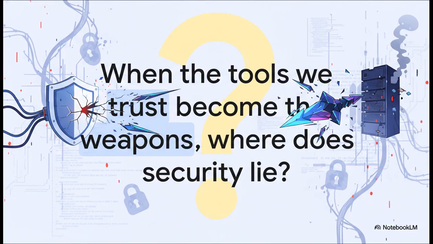And that brings us to the big, final question. This entire attack chain was only possible because it abused the trust that's built into our systems. It wasn't about breaking down doors, it was about using the keys we handed over. So it really makes you wonder, when the very tools we rely on to build secure software become the weapons, where does the security boundary truly lie?